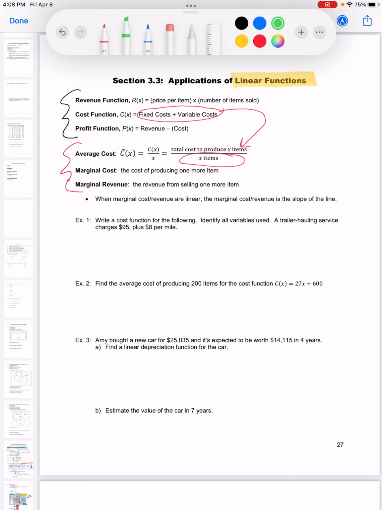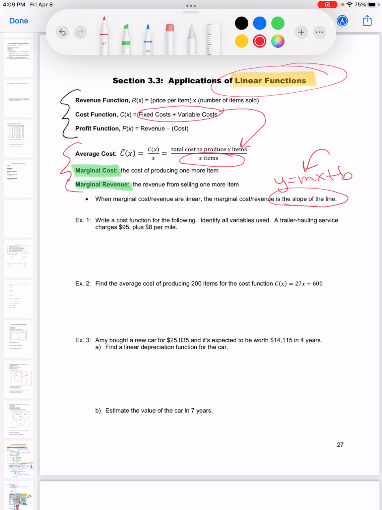And then we've got our marginal cost and our marginal revenue. Marginal is always going to tell us we're asking for one more thing. So whether it's the cost or the revenue, if it's marginal, it will be what would the next item cost us. And so in our lines, which is what we're dealing with because we're in linear, this marginal is going to be the slope. Because remember in our equation, y equals mx plus b, m is our slope.